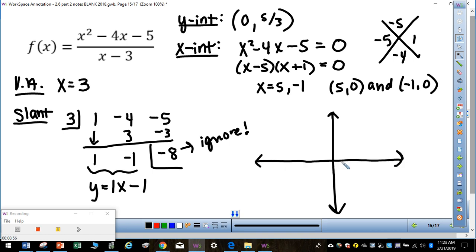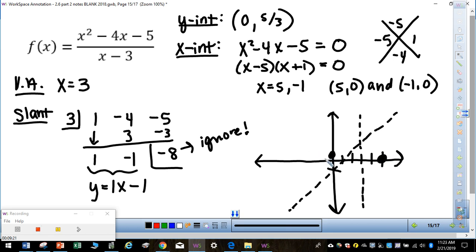All right, so time to make our graph. So putting the pieces together, we've got a vertical asymptote at x equals 3. The slant asymptote is going to pass through negative 1, and it has a slope of positive 1. So it's going to look something like this. We have a y-intercept at 5/3. Just estimate the location there. X-intercepts at positive 5 and negative 1.